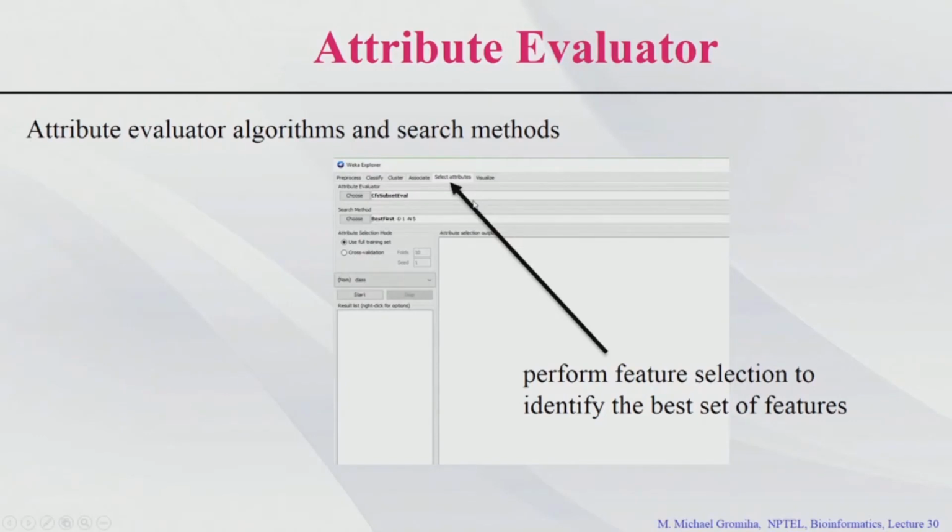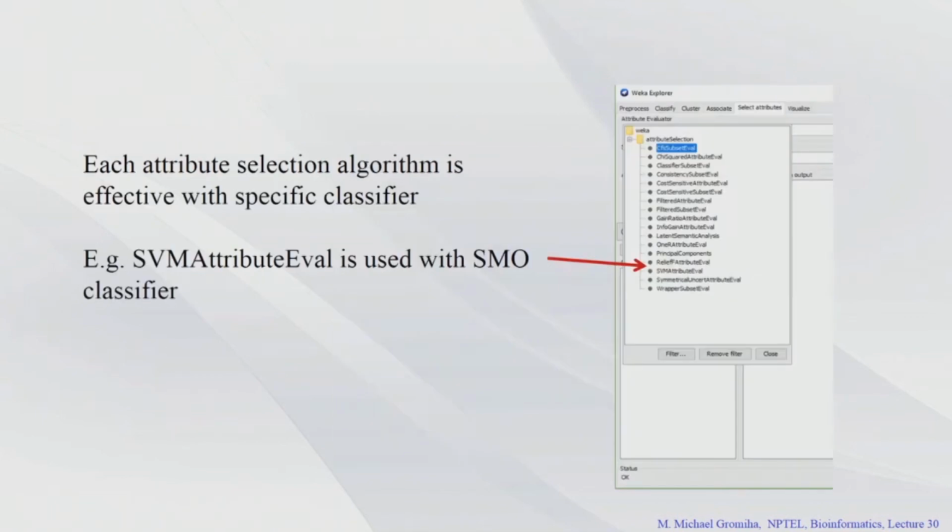So, in Weka we also have the attribute evaluator. We can do that manually, or you can use Weka's attribute select. This performs the feature selection to identify the best set of features. If you do this, it will give you an option: these are the probable features which can give the best performance. In this case, each attribute selection algorithm is effective with a specific classifier. So, for each classifier they use different algorithms to optimize these features.